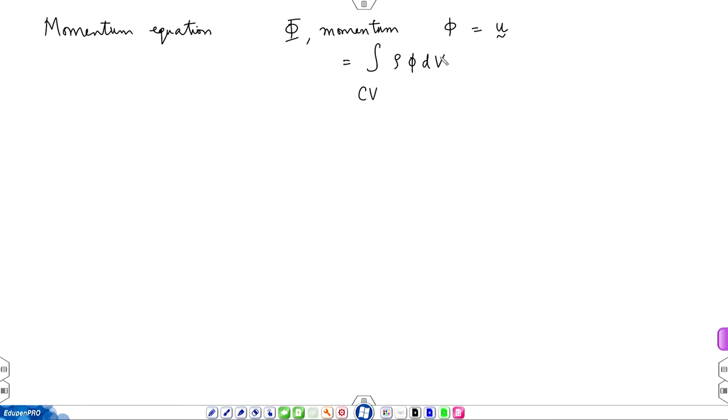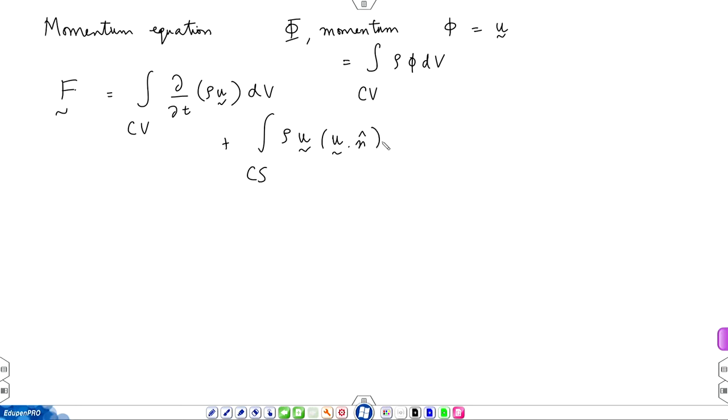So, substituting these quantities in Reynolds transport theorem and applying Newton's second law of motion, where d phi dt is replaced by the sum of all external forces, F is equal to integral over CV, for phi we write u, rho u dV plus integral over CS rho u u dot n dS. So, this is the momentum equation.